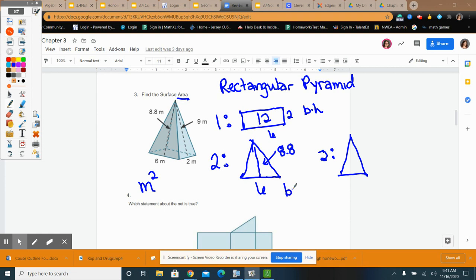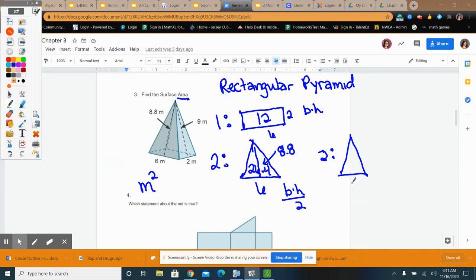So that's base times height divided by 2. That's 6 times 8.8 divided by 2. So that's 26.4 for the fat guy. But there's 2 of them, so don't forget that.